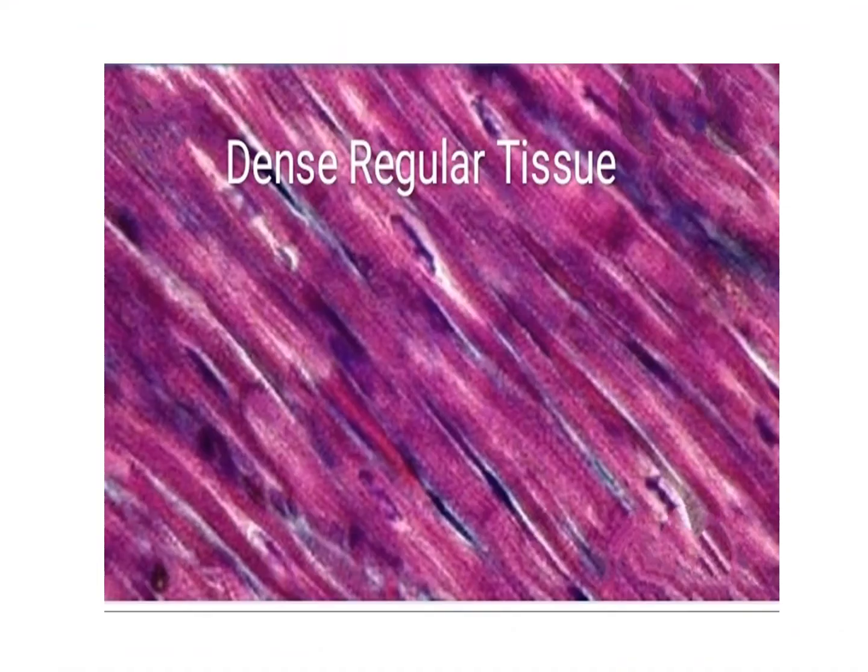Dense regular tissue consists of tightly packed collagen fibers, a limited amount of ground substance, and fibroblast cells which squeeze between the fiber layers. This tissue does not have a good blood supply, so if injured it takes a long time to heal. This tissue is found in the tendons and ligaments.